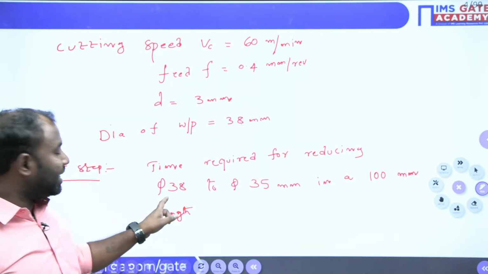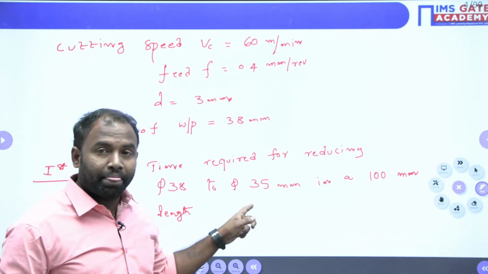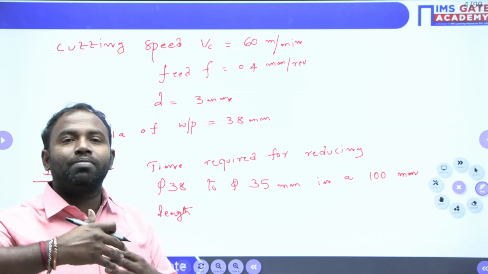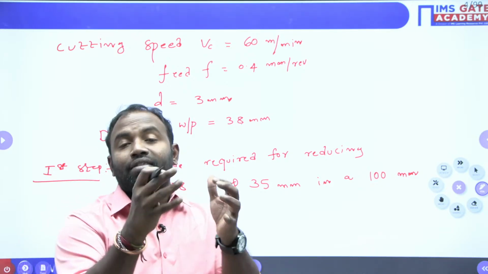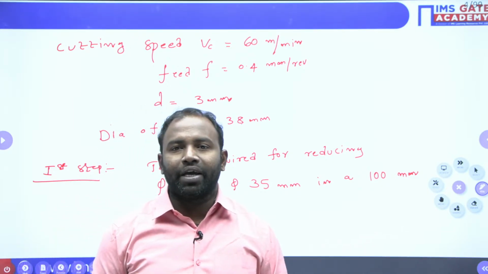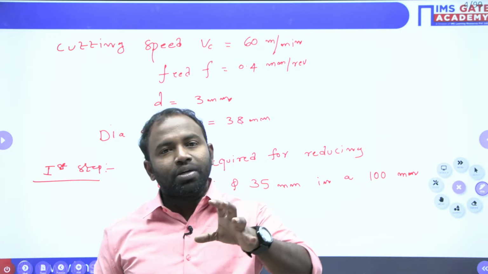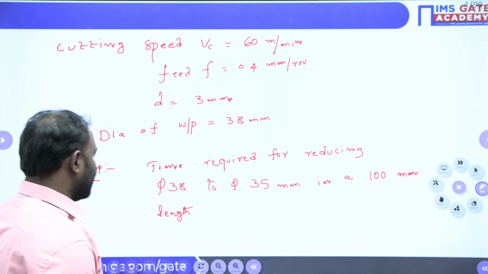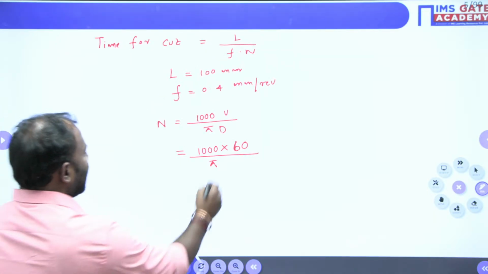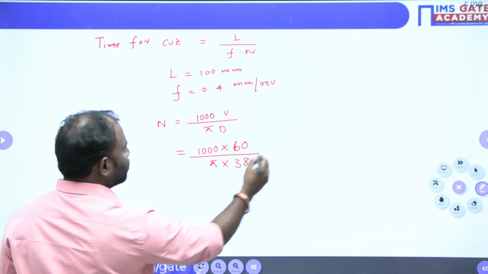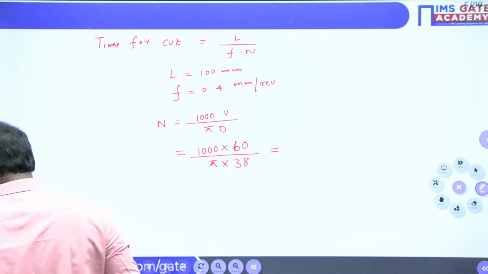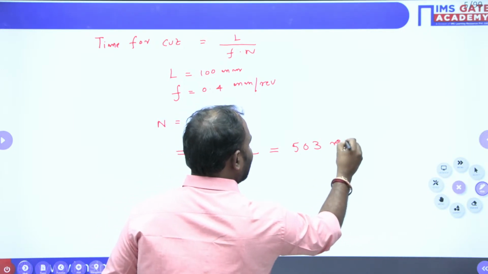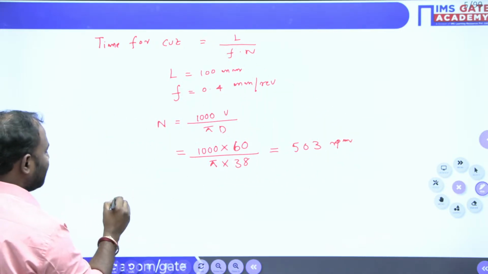Now which d do we have to consider? Here 38 mm has to be reduced to 35 mm, isn't it guys? Yes. While calculating the RPM, you are supposed to select the maximum diameter which is exposed for the machining operation. All right guys. Now the maximum diameter is 38. So I'll get my RPM as 503 RPM.